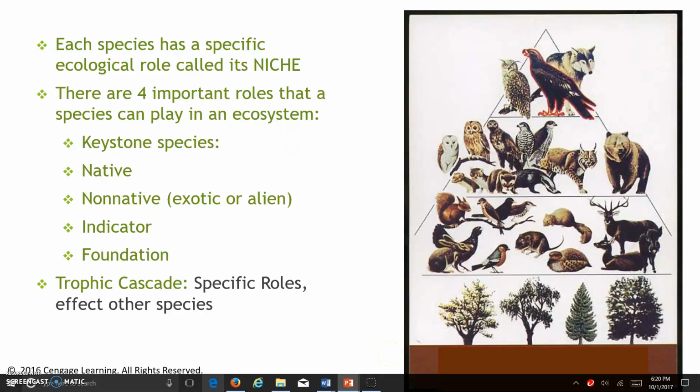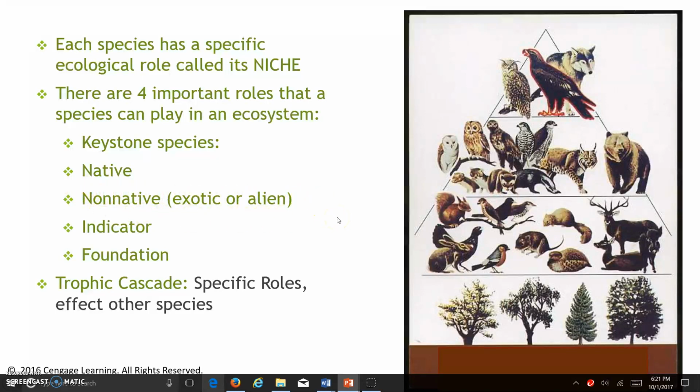We're going to continue with biodiversity and look at more specific functions of species within their ecosystem. Each species has a specific ecological role called its niche. There are 4 important roles that a species can play within an ecosystem, and they include being a keystone species, a native species, an indicator species, or a foundation species. I will also take some time to talk about non-native species, as these definitely have an impact within an ecosystem.